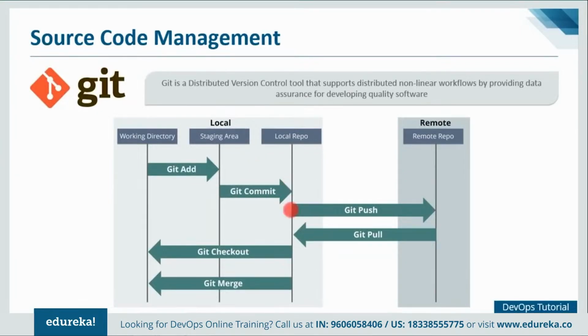Once that is done, I can perform git push to push the changes that I've made in my local repository to the remote repository. And in order to pull the changes which are there in the remote repository to the local repository, you can perform git pull, and finally git checkout, that will be added to your working directory as well. And git merge is also a pretty similar command.